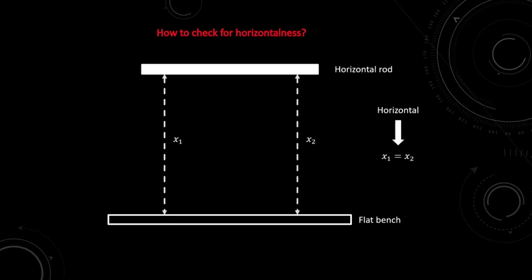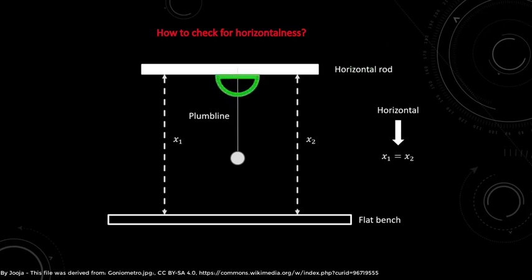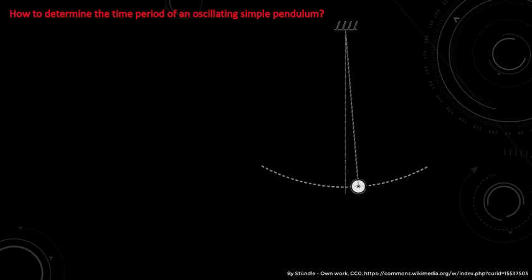Or you can use a plumb line. A plumb line is simply a piece of string with a metal bob attached to it. Then you measure the angle with a protractor, and this angle should be 90 degrees if the rod is horizontal. Now let's see how we determine the time period of an oscillating pendulum. So here we have one which is oscillating about its mean position.